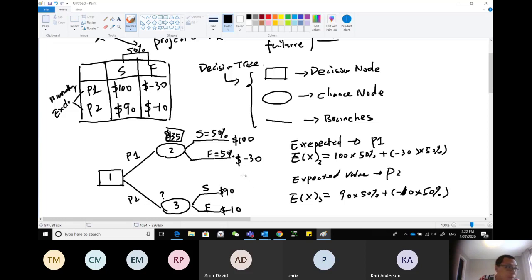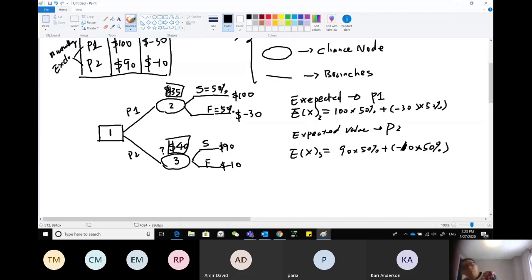Okay, so this will give us $40. Now we have these two numbers here, 35 versus 40. Just by looking at these two numbers, it's very obvious we can go with project 2 because project 2 has a higher expected value. So this is a simple question to demonstrate the idea of a decision tree.